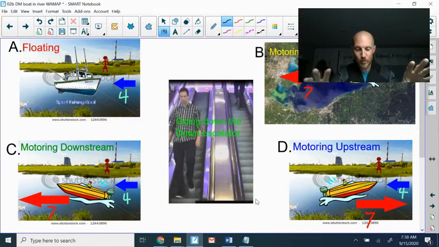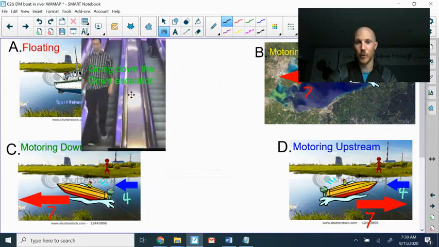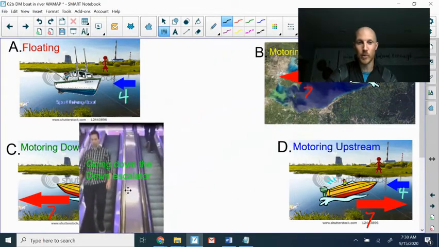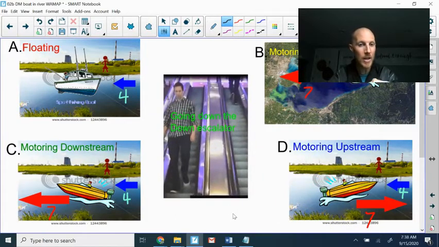You remember the initial part of the clip where there's 4 of him on the stairs and the escalator? Let's think about just the part where he's on the escalator, moving in the same direction as the escalator. So he's coming down the down escalator here or going up the up escalator here. Should both be the same. Which scenario would most accurately represent this case? Floating, motoring with no current, motoring downstream, motoring upstream. A, B, C, D. Make your selections. Lock them in.